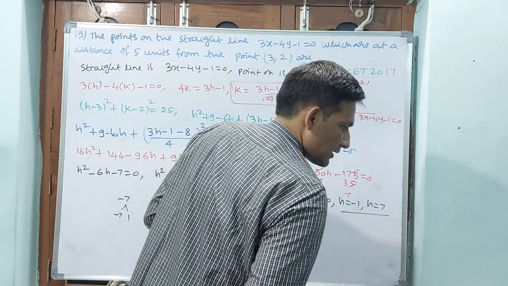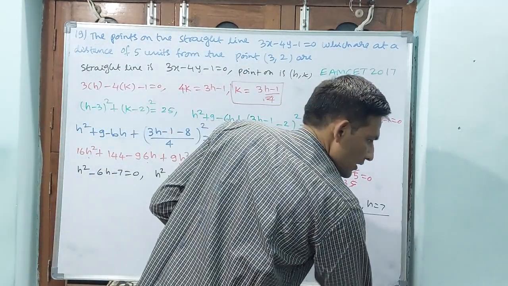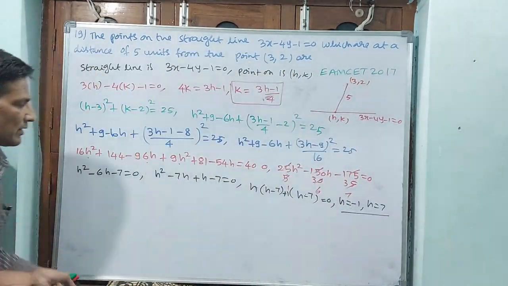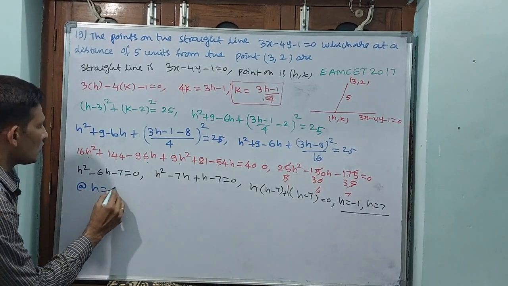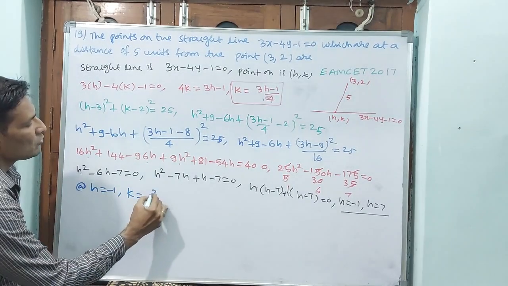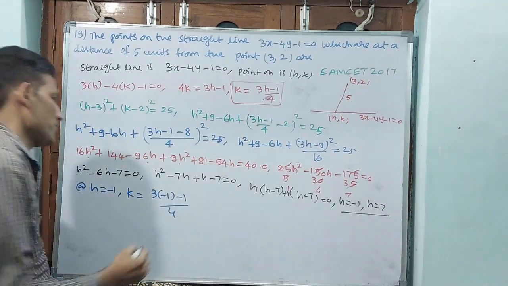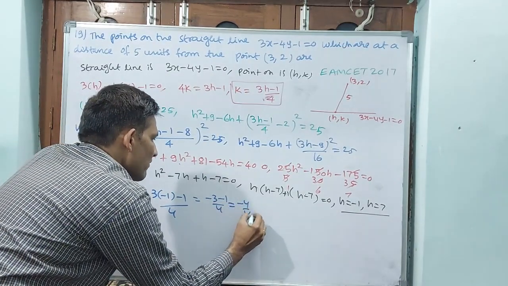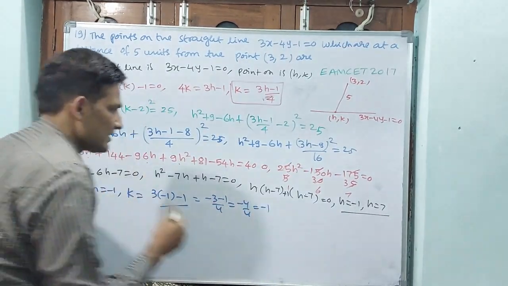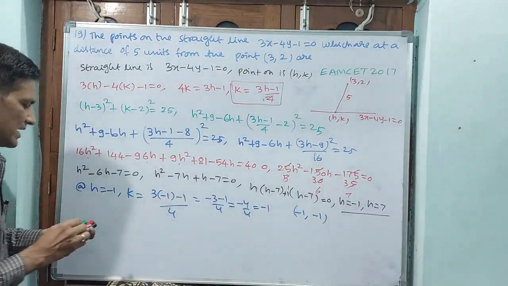Now your answer has come. h is equal to minus 1 and h is equal to 7. Now proceed further. At h is equal to minus 1, k is equal to 3 into minus 1 by 4, minus 3, minus 1 by 4, minus 4 by 4, that means minus 1. That means minus 1 and minus 1 is one point, h and k.